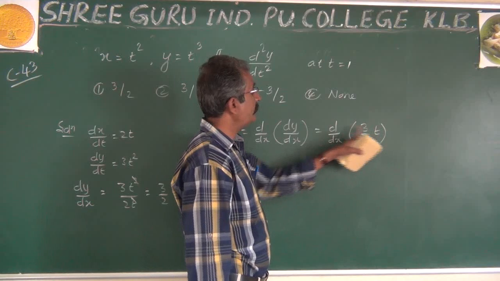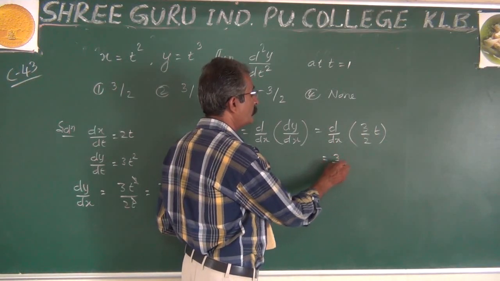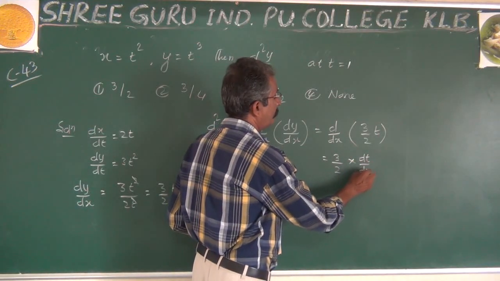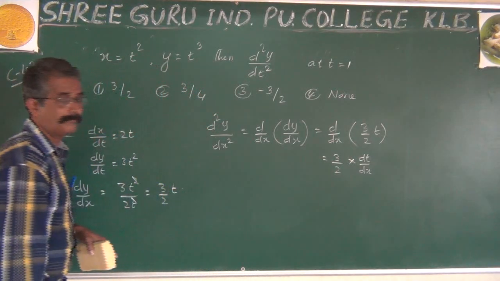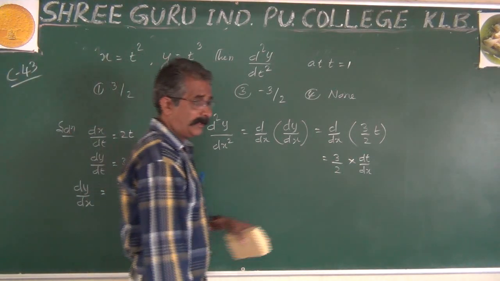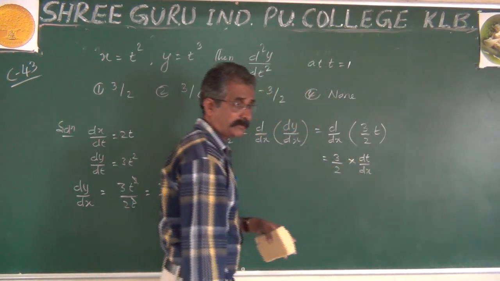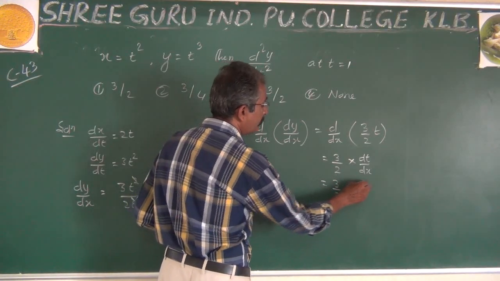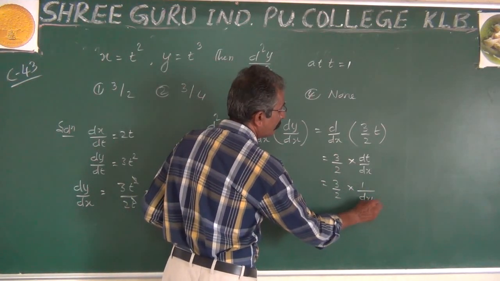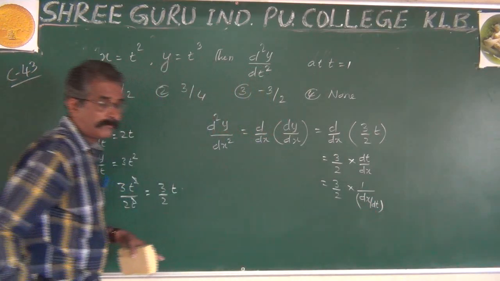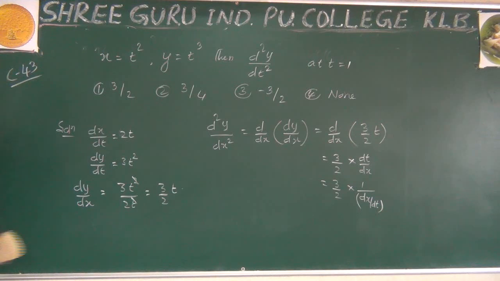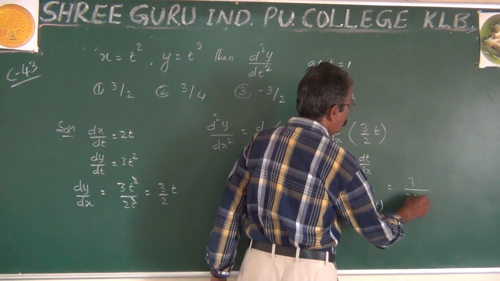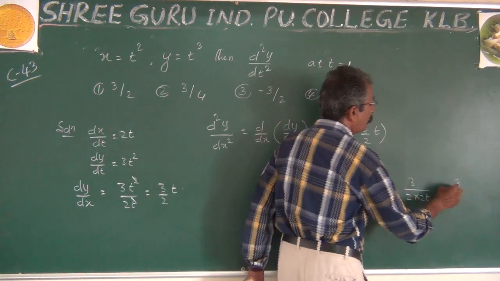Differentiation of 3 by 2t with respect to x, no doubt, is 3 by 2 into dt by dx. Notice that. And in the earlier class I explained in detail why it comes, because of the chain rule. Or 3 by 2 into dt by dx means 1 by dx by dt. However, dx by dt value is 2t. Now this is 3 divided by 2 into 2t, or 3 divided by 4t.